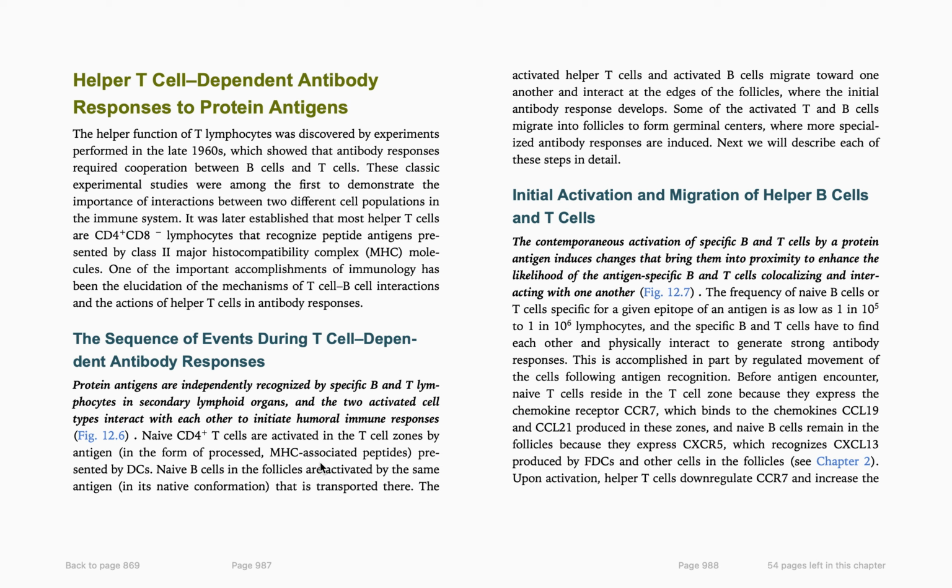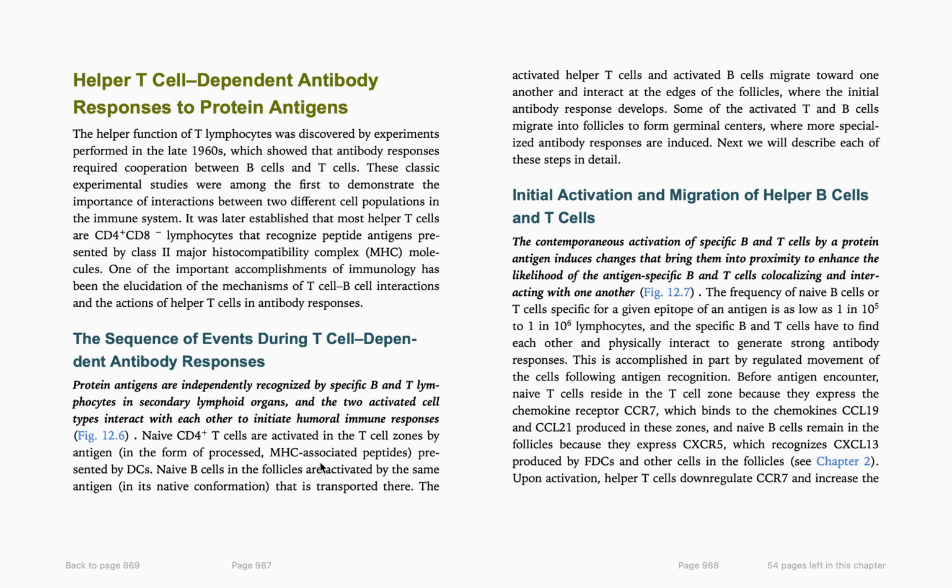The helper function of T lymphocytes was discovered by experiments performed in the late 1960s, which showed that antibody response required cooperation between B cells and T cells. These classic experimental studies were among the first to demonstrate the importance of interaction between two different cell populations in the immune system. It was later established that most helper T cells are CD4 plus, CD8 negative lymphocytes that recognize peptide antigen presented by class 2 major histocompatibility complex molecules.